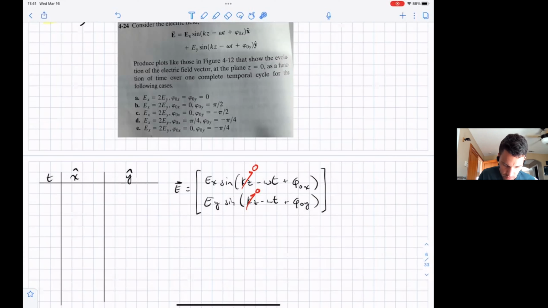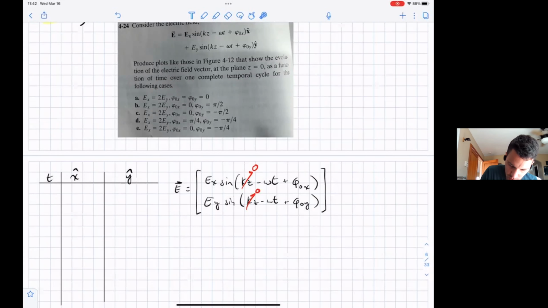And let's see what else they tell us. As a function of time over one complete temporal cycle for the following cases. Okay, so this problem is actually pretty long, but I'm just going to walk through number A a little bit for you, and then I'll show you the rest of my work and show you the general format. But once you get the initial procedure of how it works, it's pretty chill after that. I want to show you what I did.